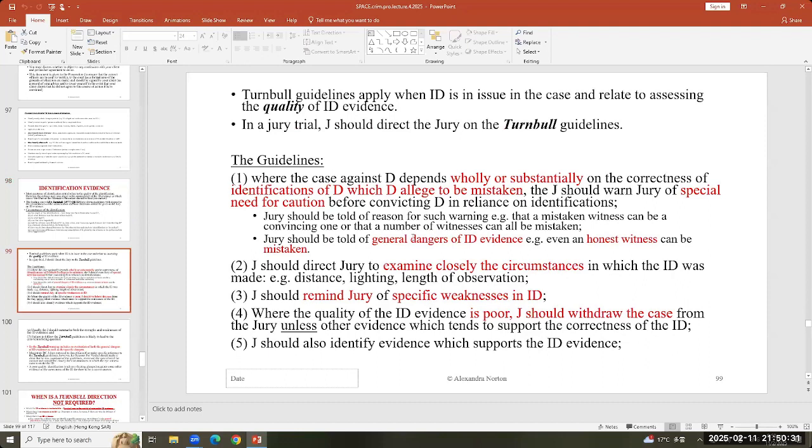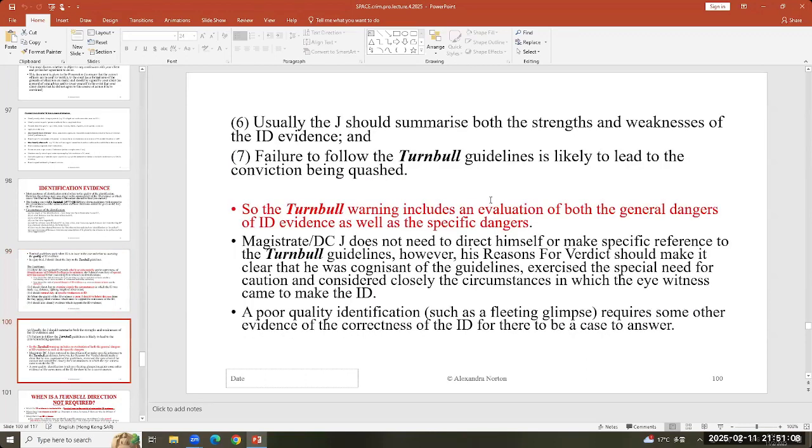And where the defense are alleging a case of mistaken identification, then the jury need to be warned about the special need for caution. So the general dangers of ID evidence, even an honest witness can be mistaken. Look closely at the circumstances of the ID, the specific weaknesses in the ID evidence. Did this witness have eyesight problems and wasn't wearing their glasses, right? Specific weaknesses. Was the lighting poor, etc.? Must summarize the strengths and weaknesses of the ID evidence.